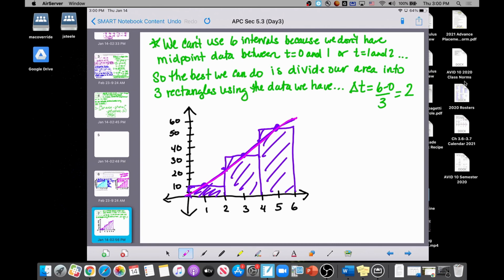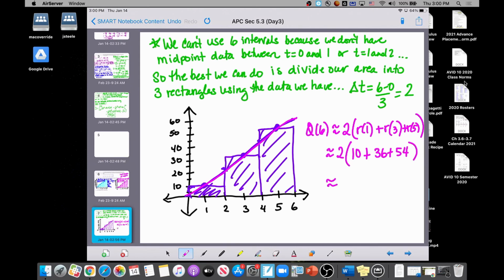Okay. So there we have our midpoint drawing with 3 rectangles. And so we are approximating Q6 using the midpoint rule. So Q6 is approximately equal to, this time, 2 times, and then our midpoints are the value of the function at 1, the value of the function at 3, and the value of the function at 5. So when I plug those numbers in, it is 10 plus 36 plus 54. Multiplying that sum by 2, 2 times 100 gives us approximately 200 tons.